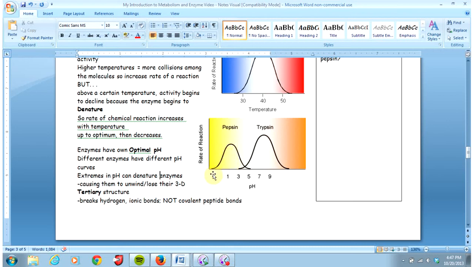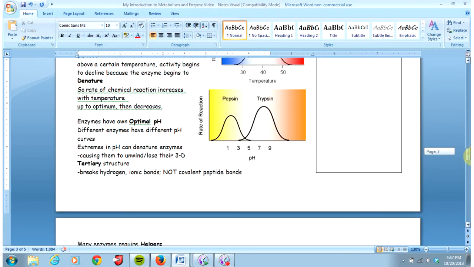Anything below 1 to 2 or above 1 to 2 is going to denature the enzyme, which means their rate of reaction would go down. Trypsin is another enzyme. It's found in your intestine, and its optimal pH is around 8 since the environment of the intestine has a pH of 8. So again, anything above or below that optimal pH will denature the enzyme.